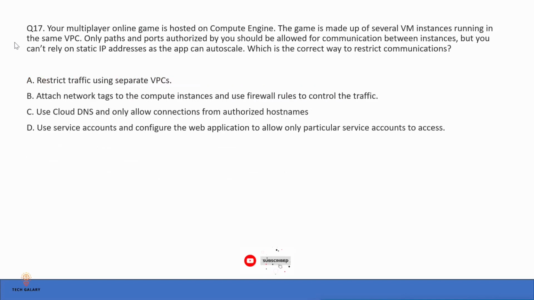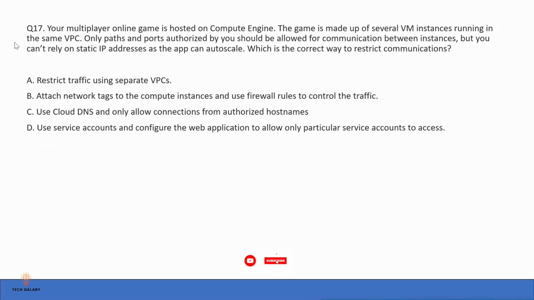Next question. Your multiplayer online game is hosted on Compute Engine. The game is made up of several VM instances running in the same VPC. Only paths and ports authorized by you should be allowed for communication between instances. But you can't rely on static IP addresses as the app can autoscale. Which is the correct way to restrict communication? Option A, restrict traffic using separate VPCs. Option A is not correct because there is no need to create a separate VPC for it as firewall rules are built for this purpose.